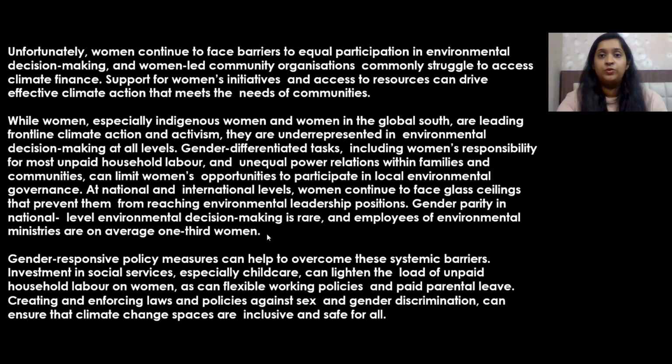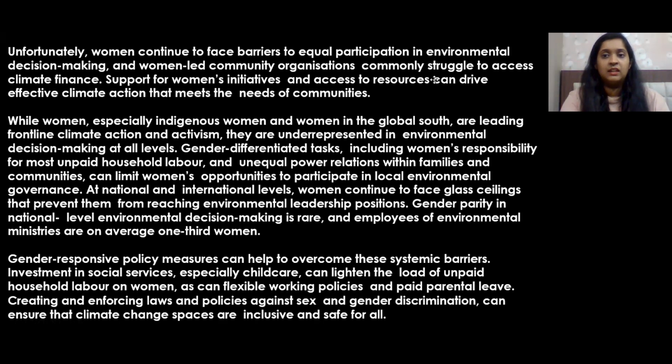Unfortunately, women continue to face barriers to equal participation in the environmental decision making, and women led community organizations commonly struggle to access climate finance. Support for women's initiatives and access to resources can drive effective climate action that meets the needs of communities. While women, especially indigenous women and women in the global south, are leading frontline climate action and activism, they are underrepresented in the environmental decision making at all levels.